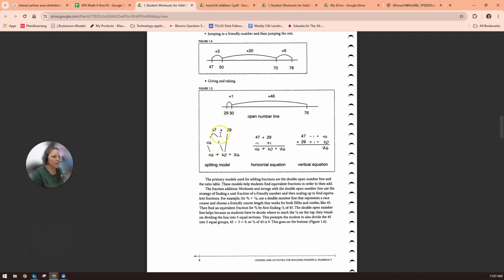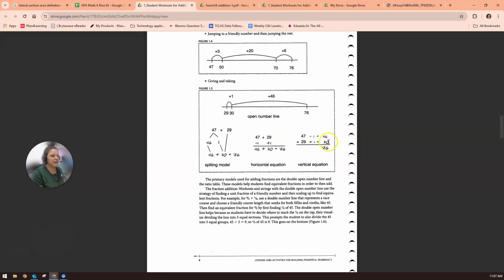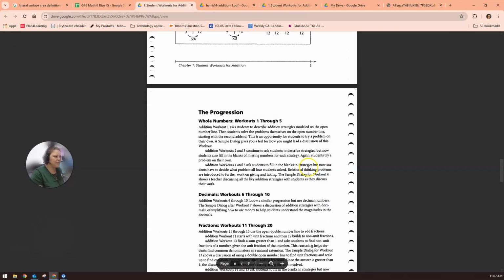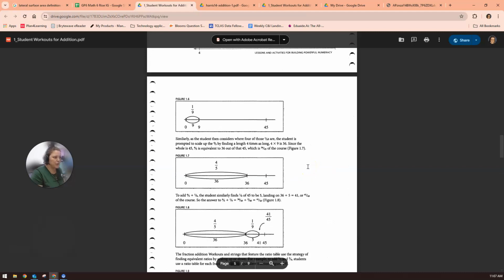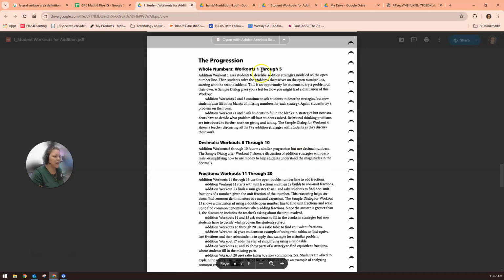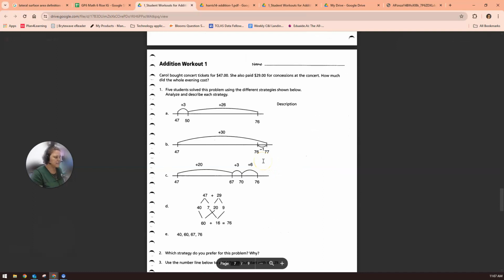Of course, we know the splitting model, open number line, we have horizontal equations, and then we also have our vertical equations. There are more models here for fractions that we'll get to. It tells you about the progression. We are going to be working through workouts 1 through 20 in the last 3 weeks of school.